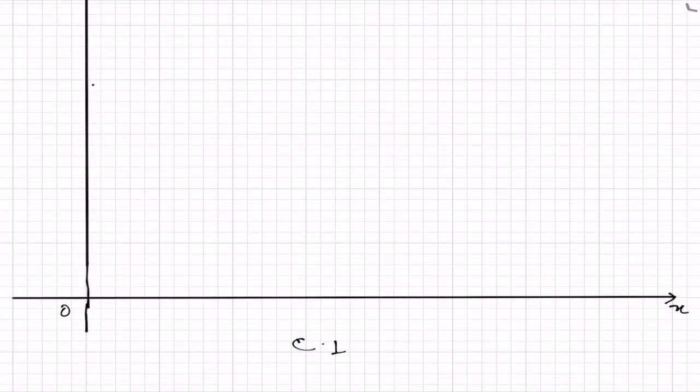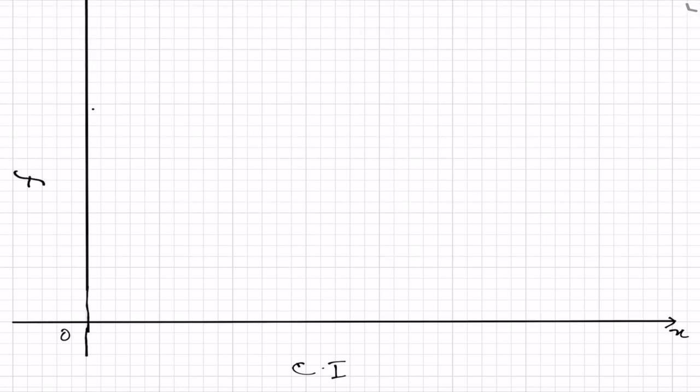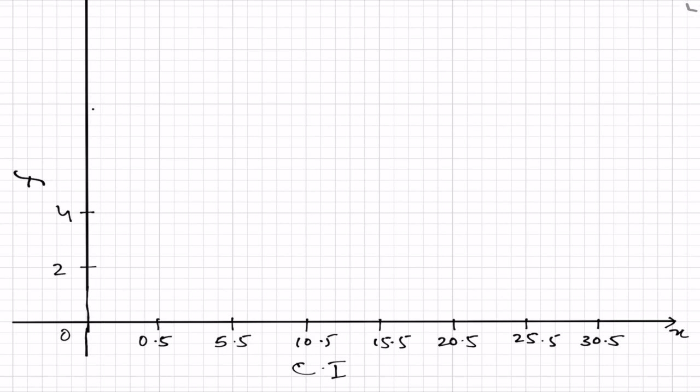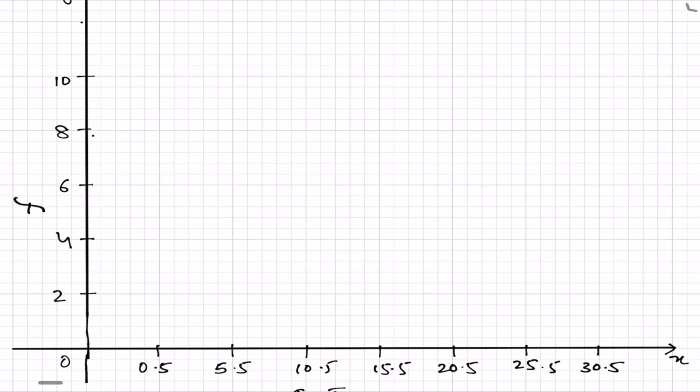So again here on the x-axis we'll plot the class intervals and on the y-axis we'll plot the frequency. So the first class interval is 0.5 to 5.5, then 10.5, 15.5, 20.5, 25.5 and 30.5, and the maximum frequency is 12, so we will take a gap of 2 also. 2, 4, 6, 8, 10 and 12. Okay, now we'll plot the histogram first.